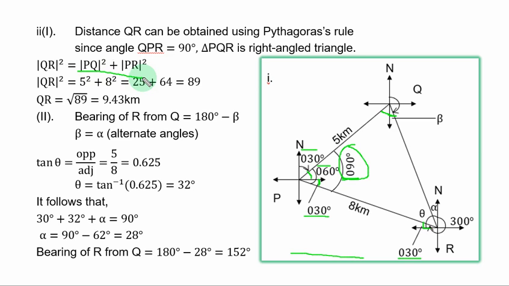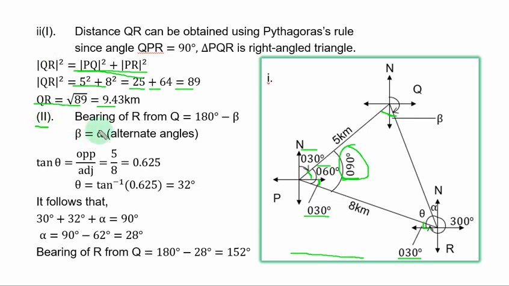So you are left with the first two parts. Pythagoras rule is more appropriate. So this side becomes the hypotenuse, the longest side. So QR squared is equal to the sum of squares on the other two sides. QR squared is therefore equal to 5 squared plus 8 squared, that is 25 plus 64, you have 89. To get QR, you take the square root of both sides, so QR is equal to square root of 89, and you have 9.43 kilometers. That is part 1 of Roman figure 2.